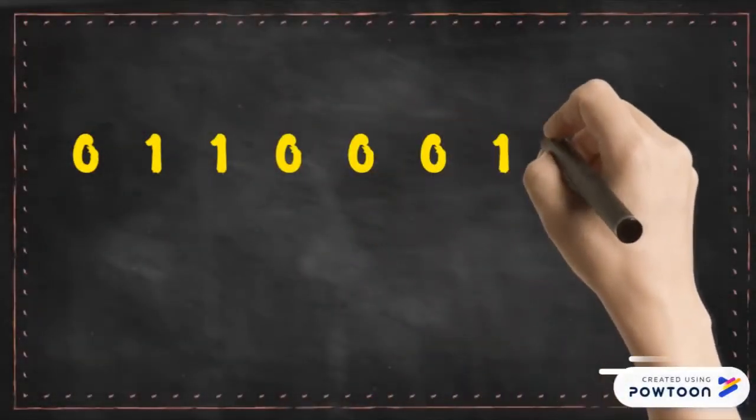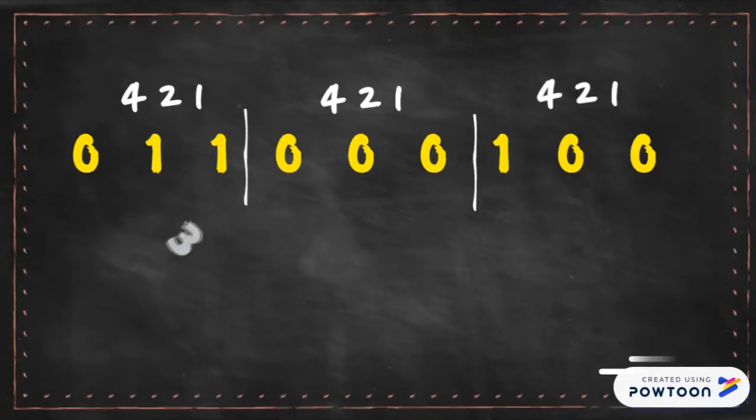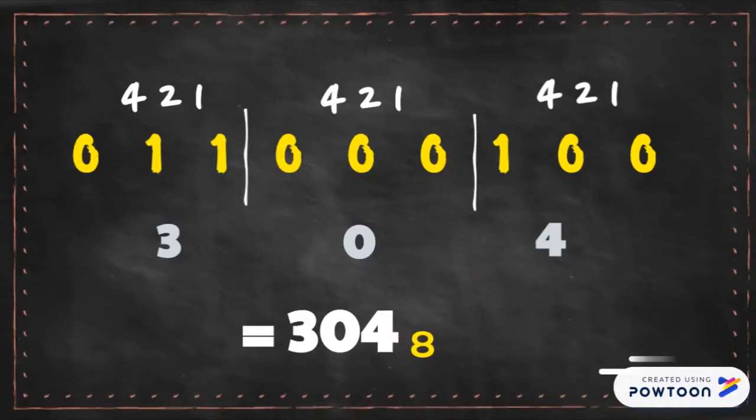To convert binary into octal, you have to group the numbers into sets of 3 starting from the right, and then count the values of the 1s by using the power of 2, same as what we did when we were converting to decimal. And that will be our octal. So, our first set of 3, we get 4. The second is 0. And the last is 3. So, our octal will be 304.